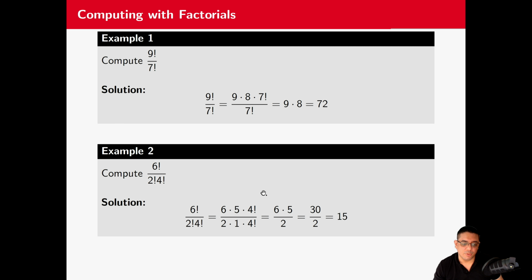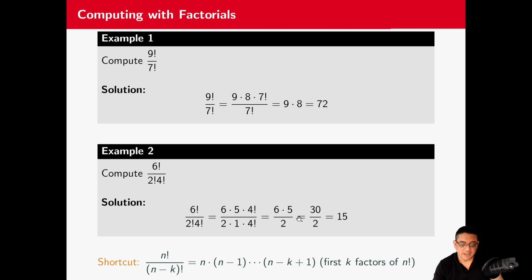If you compute things that are a little bit more complex, like 6 factorial over 2 factorial, then you can do multiple things. For example, 6 factorial is 6 times 5 times 4 factorial, and then we cancel out with the 4 factorial. 2 factorial is just 2 times 1, so it's much simpler to see as 2. And so 6 by 5 is 30, divided by 2, that'll be 15. Now, in general, a shortcut: if you have n factorial over n minus k factorial, that's n times n minus 1 up to n minus k plus 1, or the first k factors of n factorial.